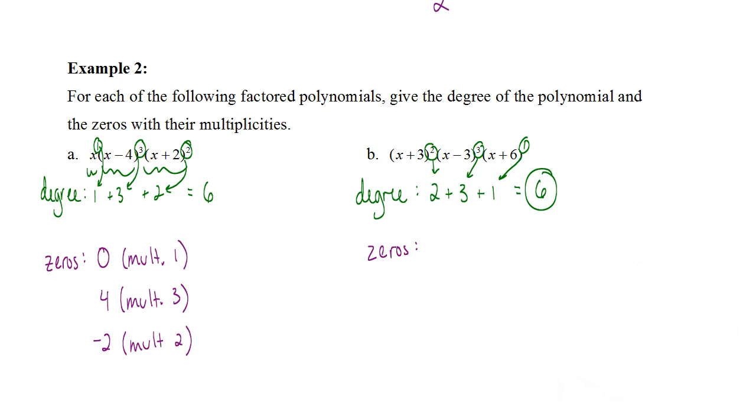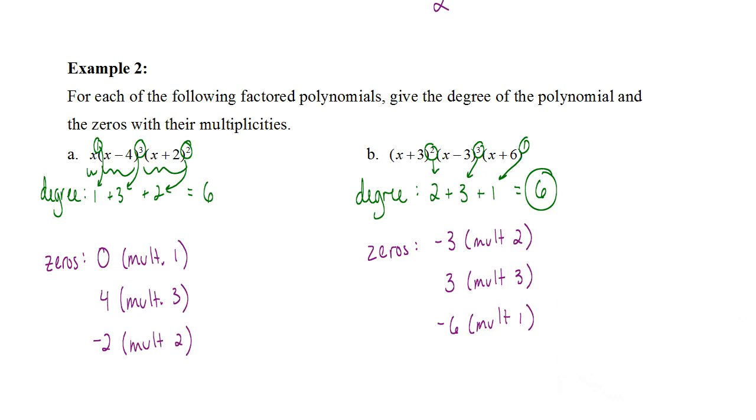And now to find the zeros, we set each of those factors equal to 0, and then use the degree for that factor to determine the multiplicity. So the first factor, x plus 3, if I set that equal to 0, I get negative 3, and it's got a multiplicity of 2. X minus 3, if I set that equal to 0, I would get positive 3, and since that factor has a degree of 3, it's got a multiplicity of 3. And lastly, x plus 6, if I set that equal to 0, I get negative 6, and it's got a multiplicity of 1. So there you have it.